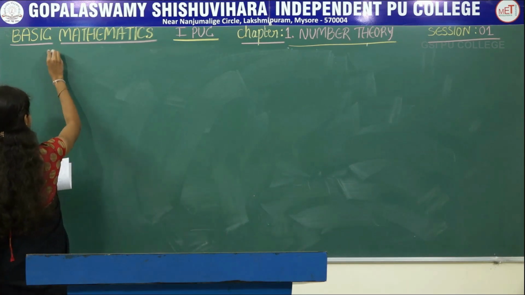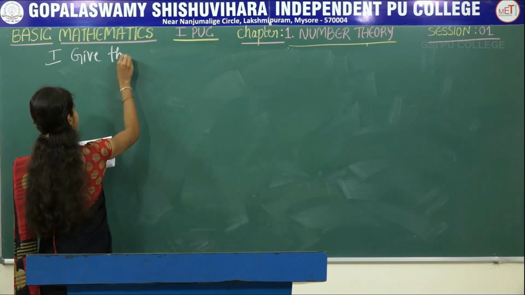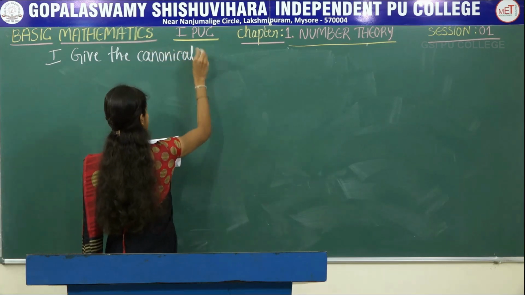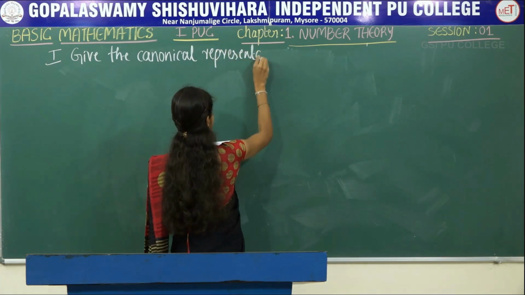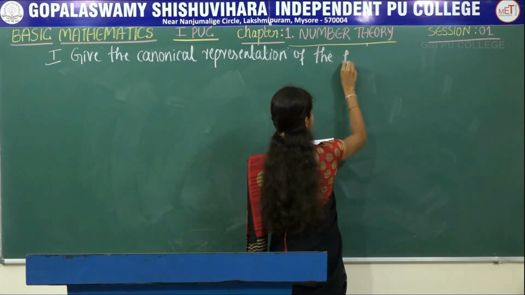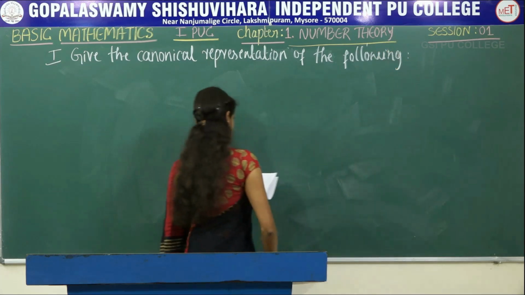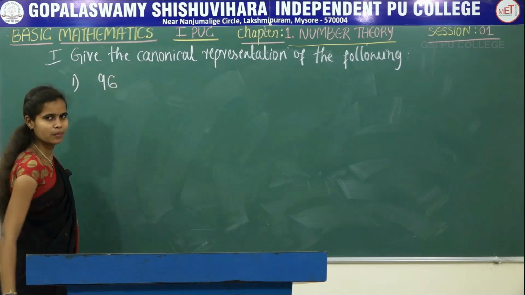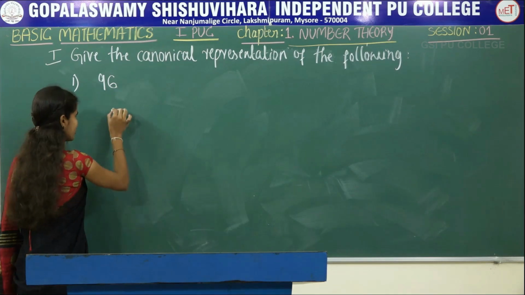First, give the canonical representation of the following. First problem, 96. First divide 96 using the prime factorization method.